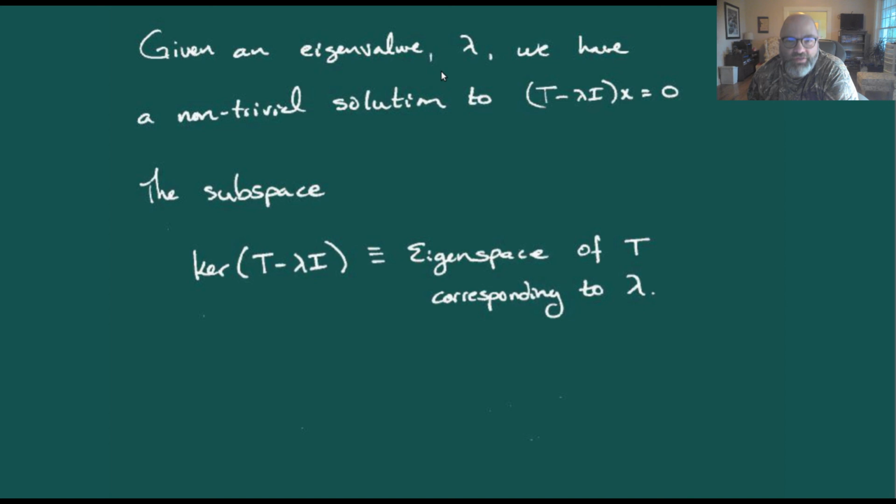So now if we're given an eigenvalue lambda, that leads us back through the logic we've discussed and gives us a non-trivial solution. Choosing the right value of lambda allows us to have a non-trivial solution to T minus lambda I of x equal to 0. So that tells us that the subspace, the kernel of that linear transformation T minus lambda I, is what we then refer to as the eigenspace of T corresponding to our eigenvalue lambda.